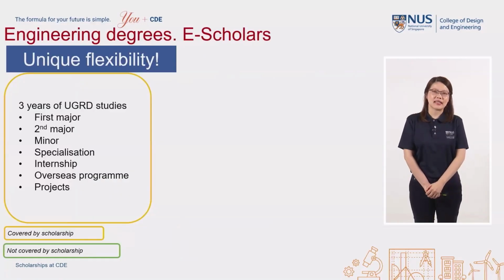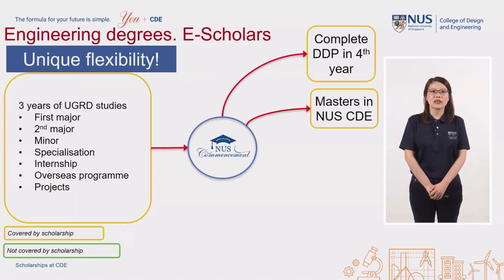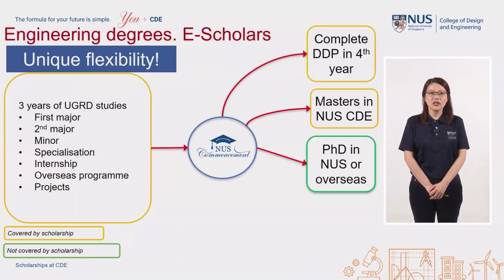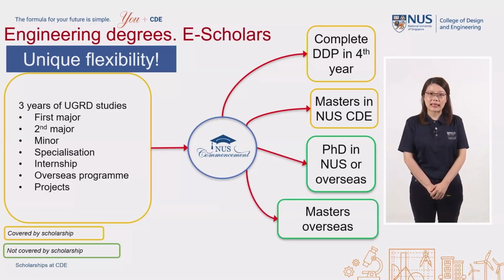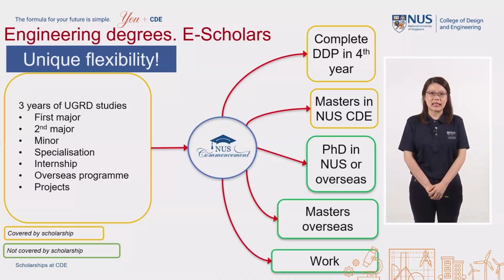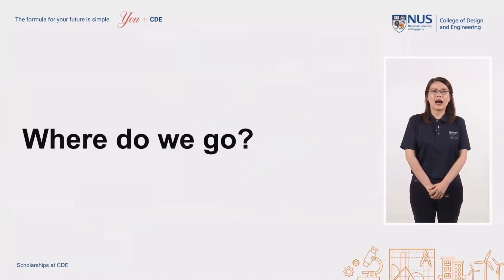The other unique flexibility is that you are not obliged to follow through with everything the scholarship offers. For example, the yellow boxes are covered by the scholarship, but these are not the only options. One could decide to apply straight to PhD after graduation, go for a master's overseas, or even enter the industry straight away. Outside of academic pursuits, you may be wondering, as a D&E scholar, where do you get to go?